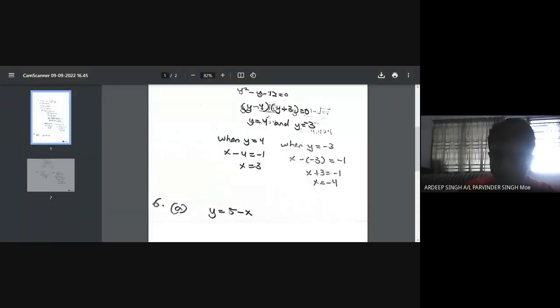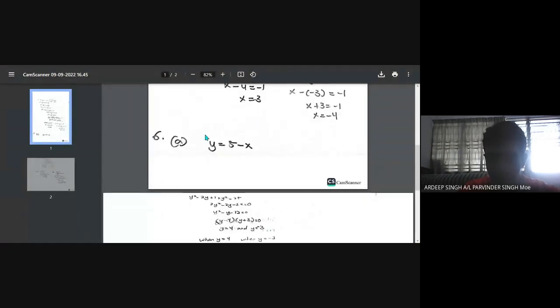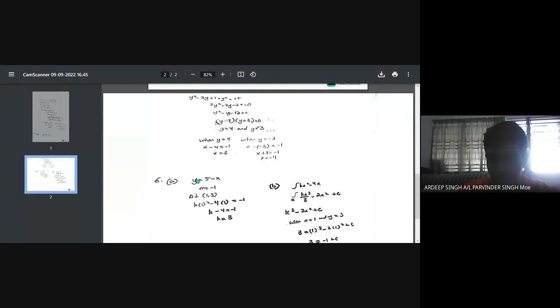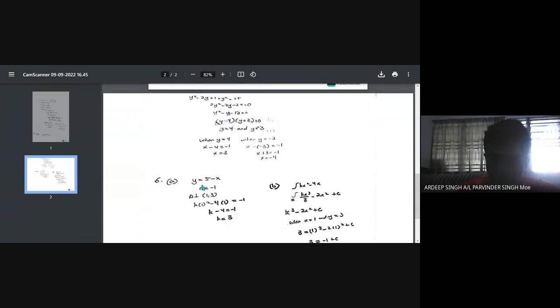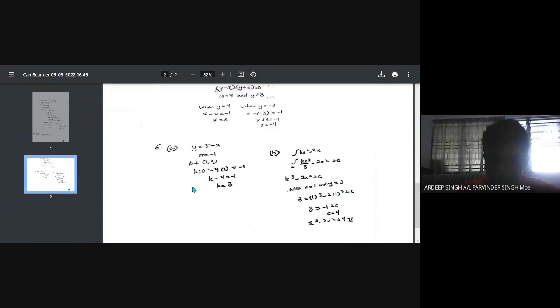All right. Very simple question and very simple answer. So now as you can see here, my number 6, okay, number 6a. So we get y is 5 minus x, correct? So y equals 5 minus x. So when m equals -1, why do we get -1?